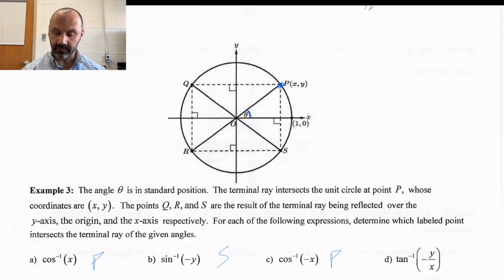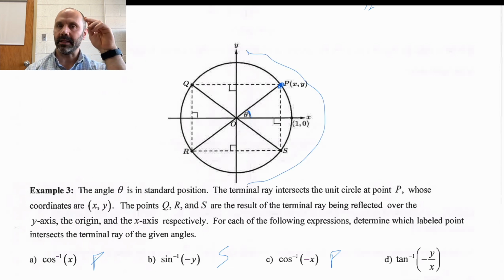And so now inverse tangent of negative y over x. It's interesting, right? So where can I have a negative y to x ratio? Well, in the first quadrant, they're both positive. So quadrant 4 is the place where the y is negative, even though the x is positive. And so this is point S.